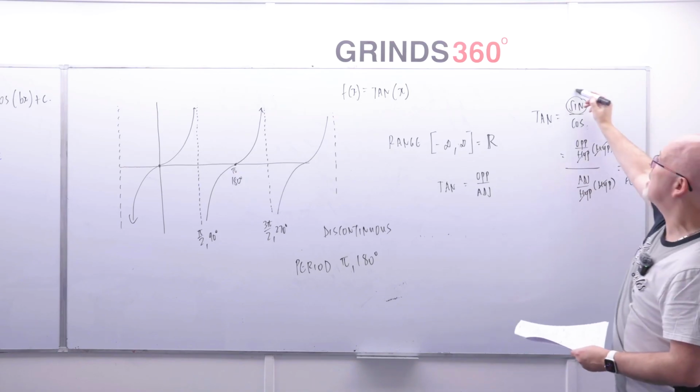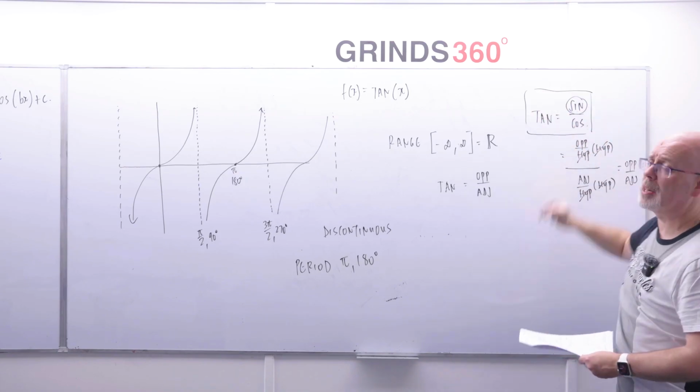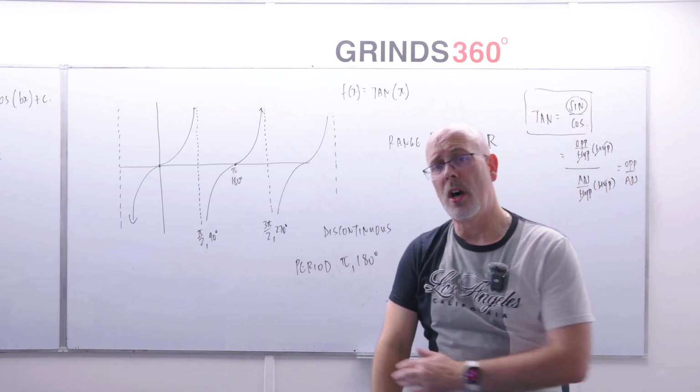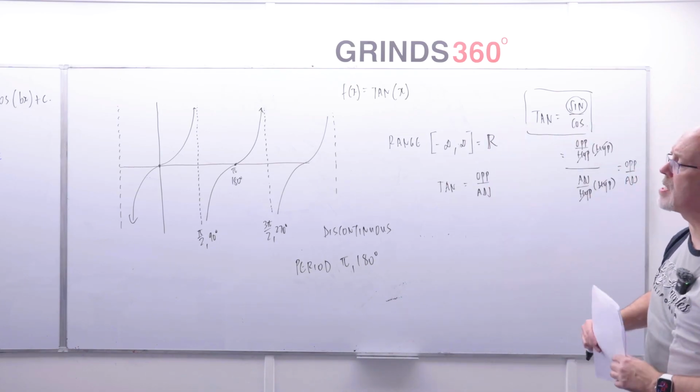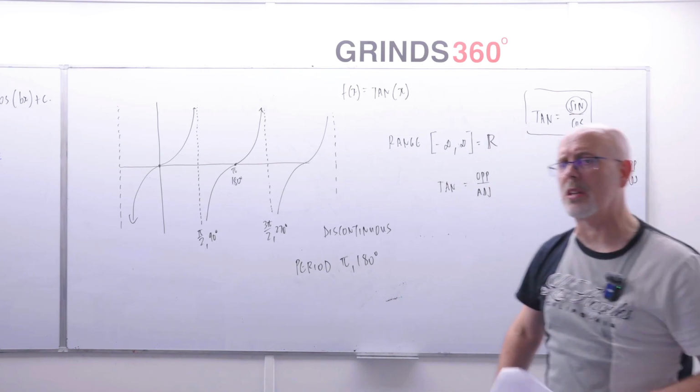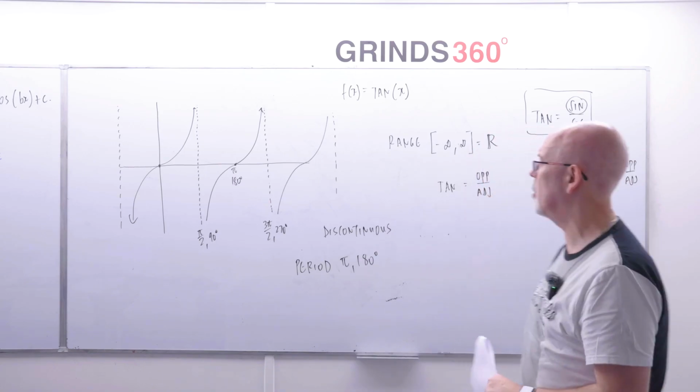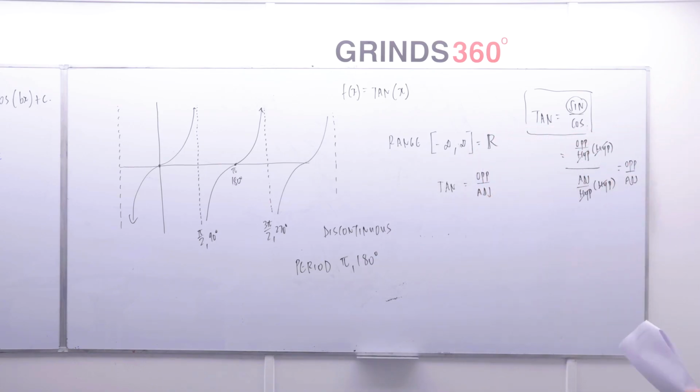That formula is given in your formula book, your state exams formula booklet on page 13. Tan is sine over cosine. That is an important identity that we're going to be meeting in a couple of lessons' time anyway. But tan is sine over cosine.